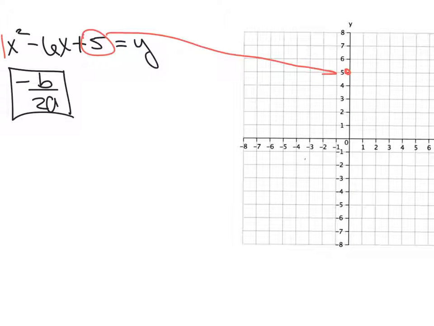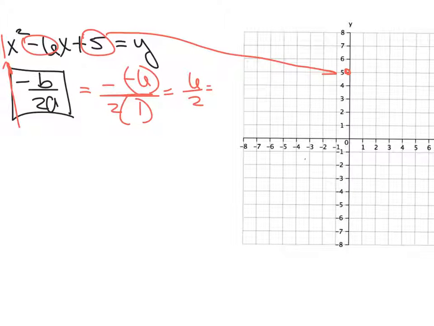So we've got a 1x squared minus 6x. Let's put in our B. Our B is negative 6. This negative here is that. And that's going to be over 2 times the number in front of the x squared. So negative of negative 6 is positive 6, over 2, which equals 3. So I know that my up and down line is going to go through 3.